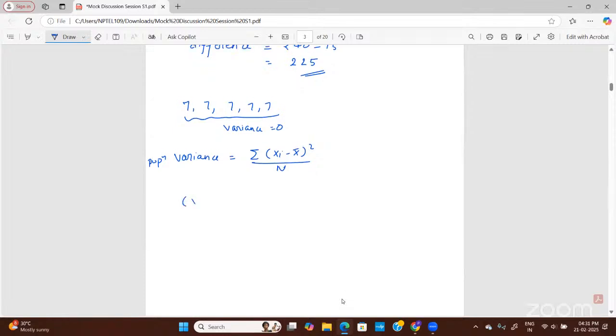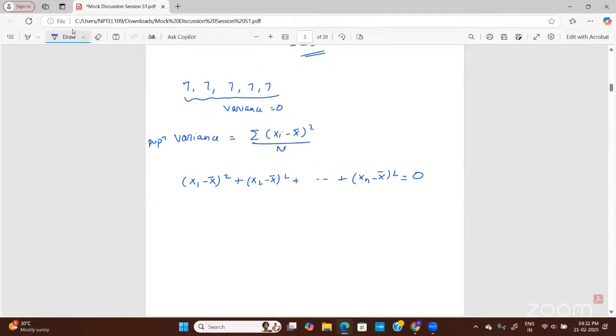So individually, I can write it like x1 minus x bar whole square plus x2 minus x bar whole square plus up to, suppose we have n number of data points, xn minus x bar whole square equals 0. If I divide by n, it is still 0. And if you take it to the right hand side, it will be 0, right?